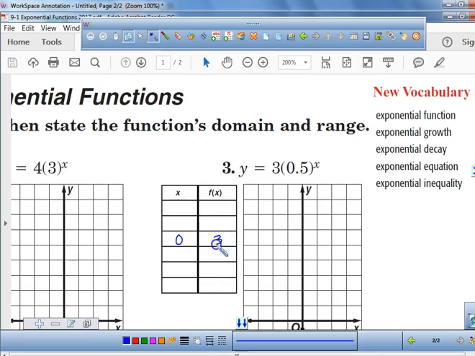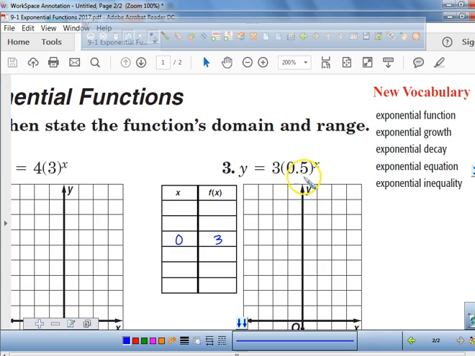0, 3. Very good. Now, 0.5 is like saying taking a half of something, right? What's half of 3? 1.5. And then we know half of 1.5 is 0.75, and half of 0.75 is 0.375. Now, if these are all being halved, if I go backwards, then what do I do with the 3? I would go double, right? What's double that? And -2, what's double this?